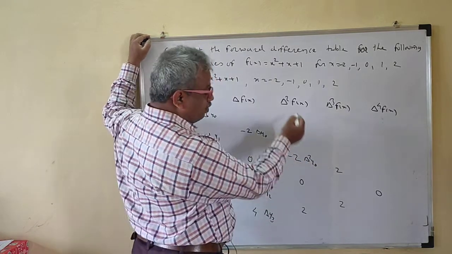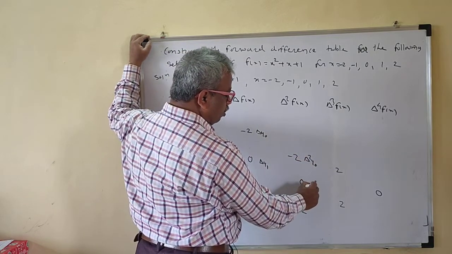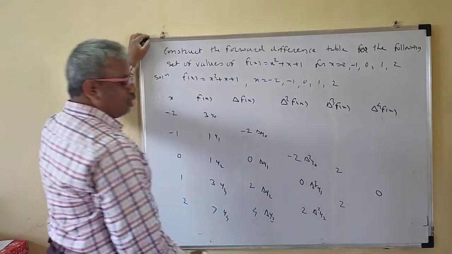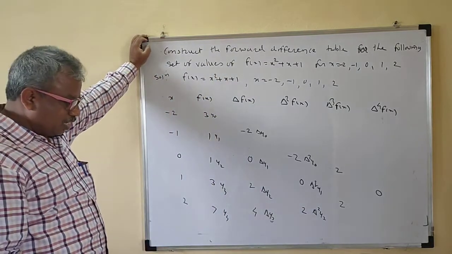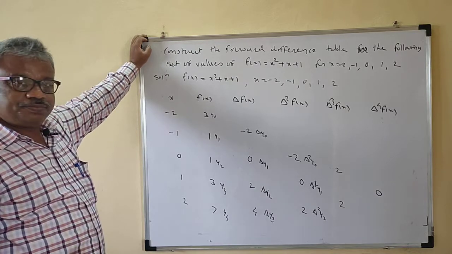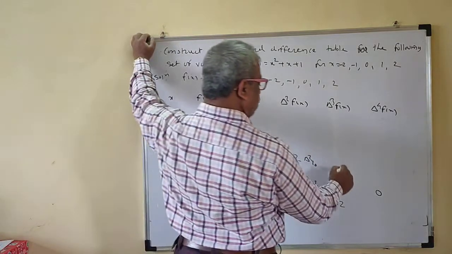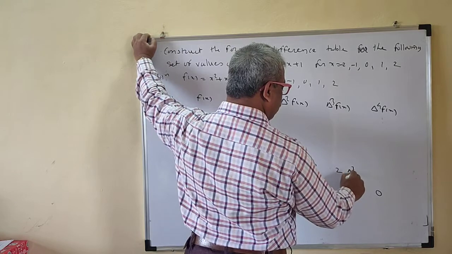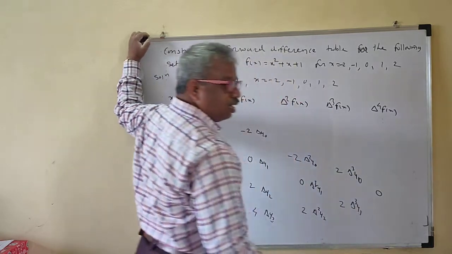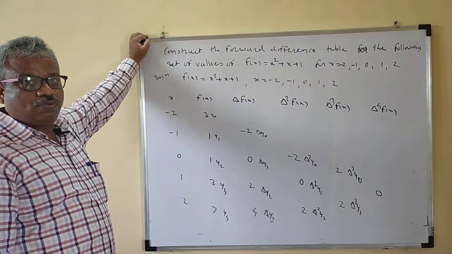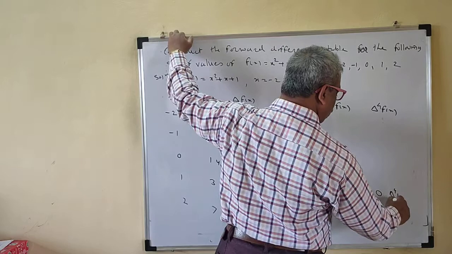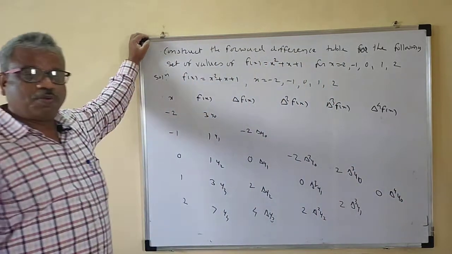In this, you are starting from del square y0, del square y1, and this is del square y2. Right? So del cube y0, del cube y1, del square y3 is not there. It will be 0. Now here, this is your del cube y0, and this is del cube y1. Del cube y2 will be 0. And this is del to the power 4 y0.